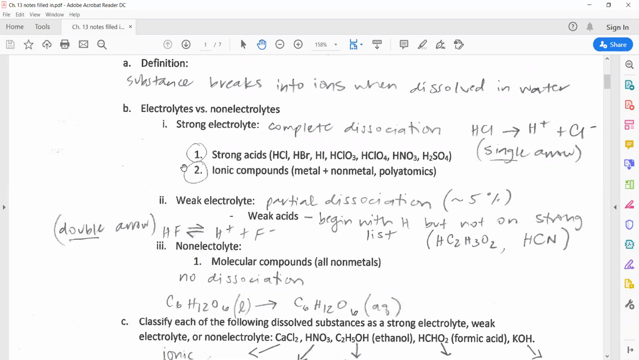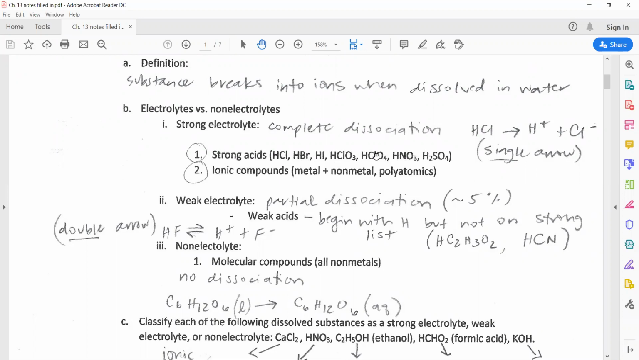If you are a strong electrolyte, the way we know that you are is you are either a strong acid or an ionic compound. So a strong acid starts with H and it falls in this category right here. So here's the list of strong acids. Ionic compounds we know is just a cation and an anion.